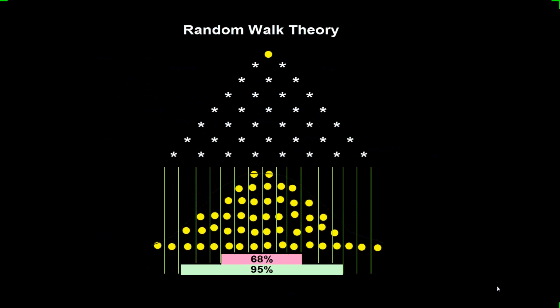And basically, volatility in an option is based on what's called a random walk. If you take this ball here and you drop it down, it comes right there. It's got a 50% chance of going this way or a 50% chance of going this way.